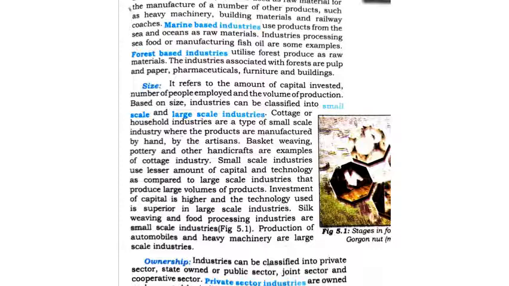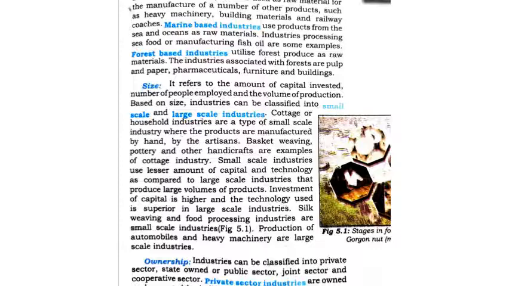Means in the small scale industries, as compared to the large scale industry, the large scale industry produces large volume of productions, investment of the capital is higher, and the technology used is superior in large scale industries. ये तो होगा ही, नाम ही है large, तो capital भी ज्यादा होगा, टेक्नोलॉजी यूजेस भी ज्यादा होगा, प्रोडक्शन जो होगा वो भी ज्यादा होगा. So everything is so big or so large.